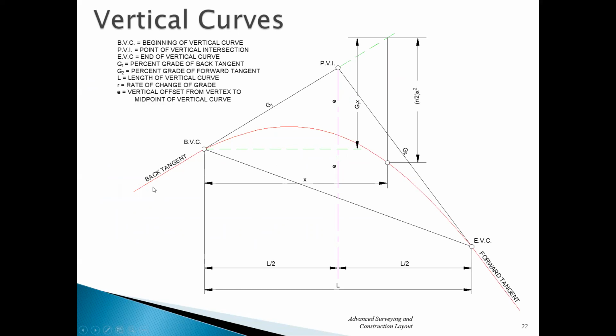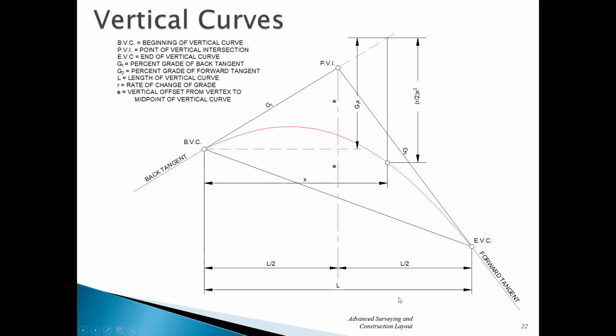Okay, so here's your back tangent, your grade 1 coming in, it meets at a PVI, your grade 2 going out, and it ends at the EVC. The length is the distance from that point, your BVC, to the EVC measured horizontally, not this way. That distance right there would be the chord of the parabola. We never talk about the chord of the parabola, and we never talk about this bin distance of the parabola. We only talk about this distance, which is the horizontal distance.